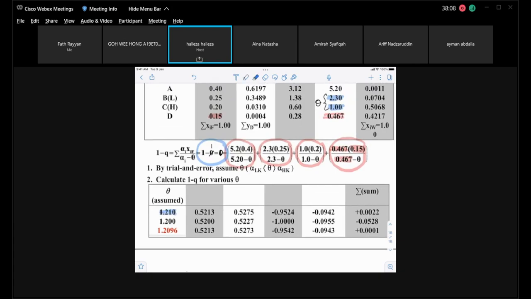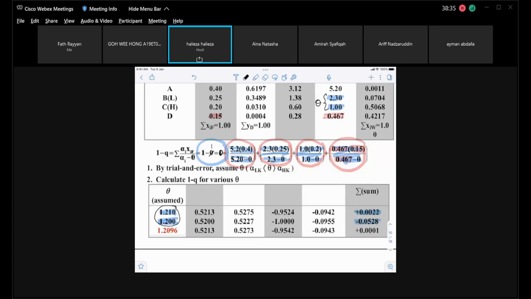Calculate the summation, and the answer is equal to 0.022, quite close to 0, but not yet 0. Now, the author next assumes a value of 1.2, and the summation happened to be negative 0.05. So the theta value now is anywhere between these two values.